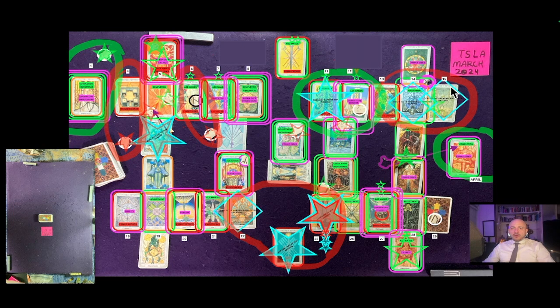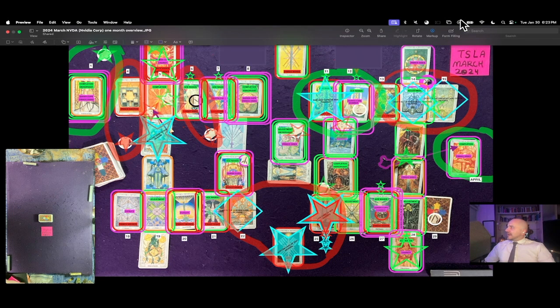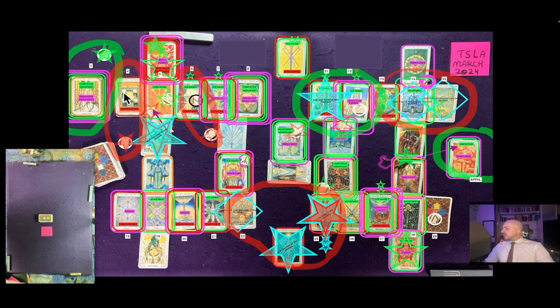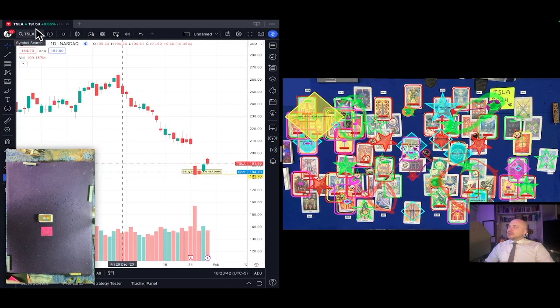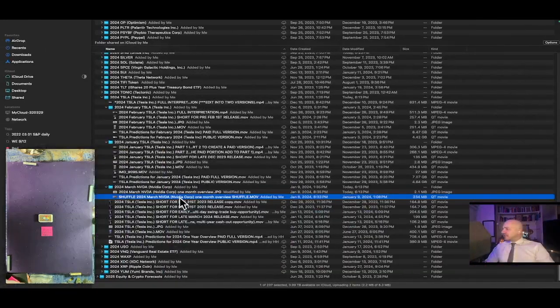This is the Tesla 1 month overview reading for the month of March 2024. It's currently January 30th, 2024, 6:23 p.m. Eastern Time. Tesla at the time of this reading is currently $191.59, that's USD. And the shuffle file for the March reading was created on January 8th, 2024 at 8:33 p.m. Eastern Time. That's this video here in the lower left corner.